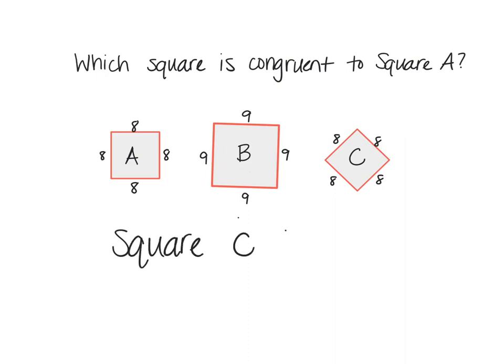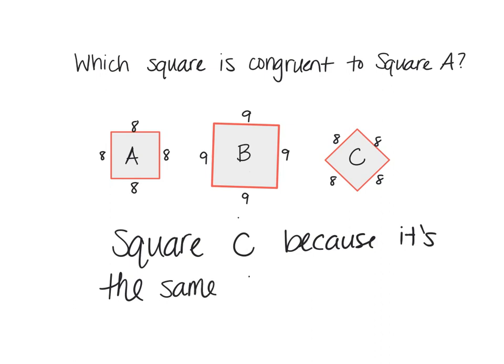So square C, and we're going to go ahead and explain, because it's the same size as A. To be congruent, they have to be the exact same size.